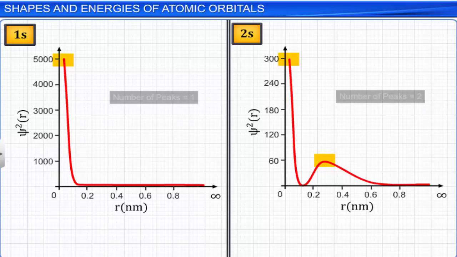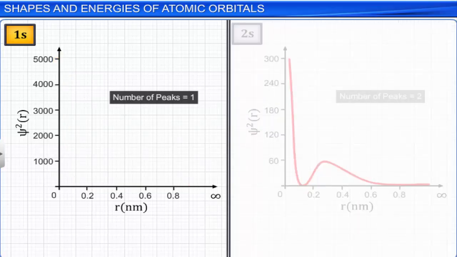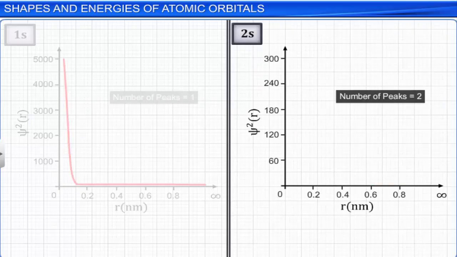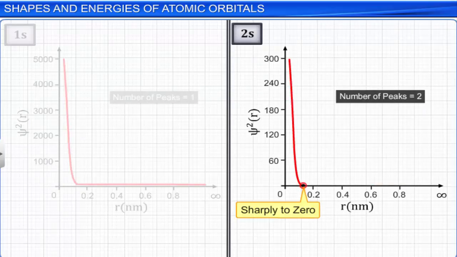For the 1s orbital, the probability density is found to be the maximum in the vicinity of the nucleus and decreases sharply as the distance from the nucleus increases. On the contrary, for the 2s orbital, the probability density first decreases sharply to 0 and then increases to reach a small maxima before it drops again to 0 with the increasing value of the radius.